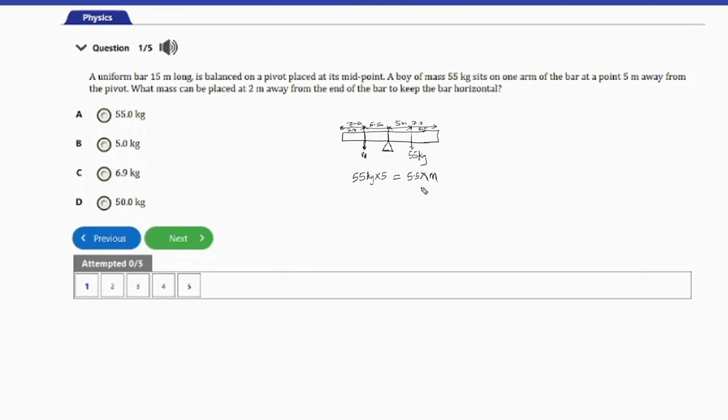In that case, m times 5.5 is equal to 55 times 5. If we make m the subject of this equation, m is equal to 55 times 5 over 5.5. If you calculate this, you're going to have 50 kg. And that's option B here. So option B is the answer to this question. Let's go ahead and consider the next question.